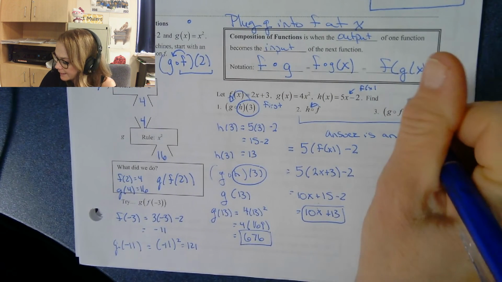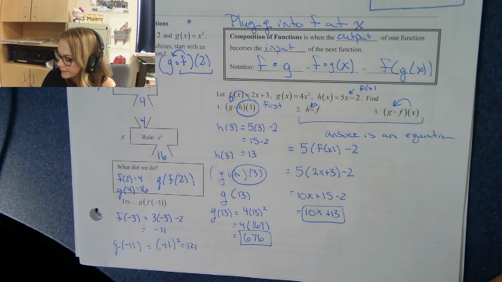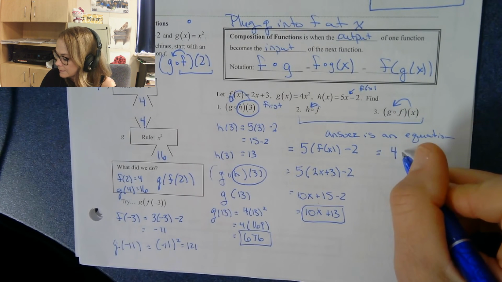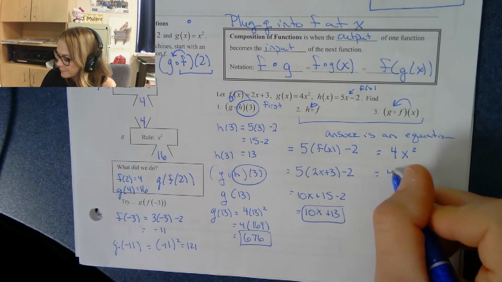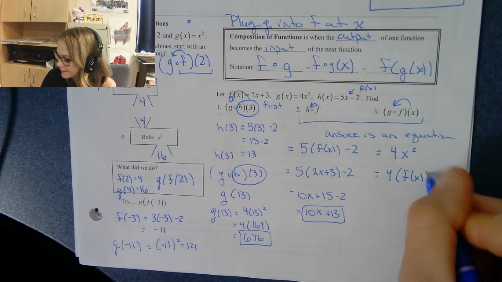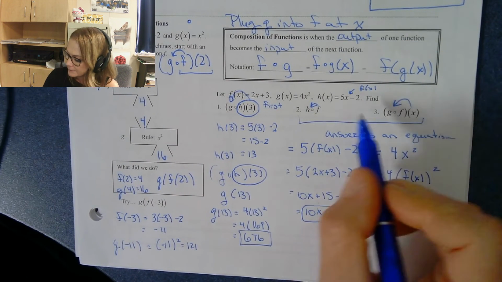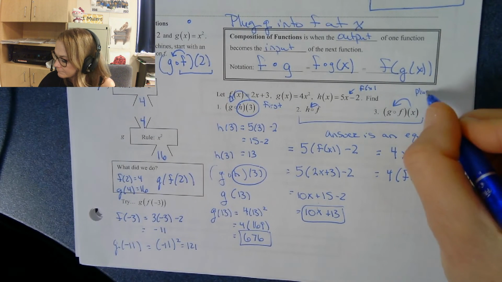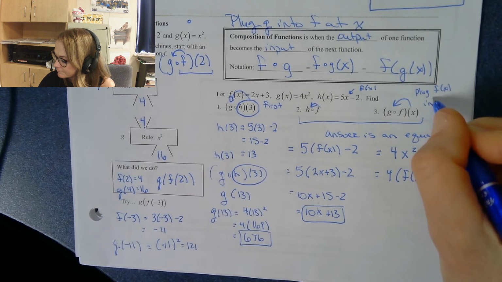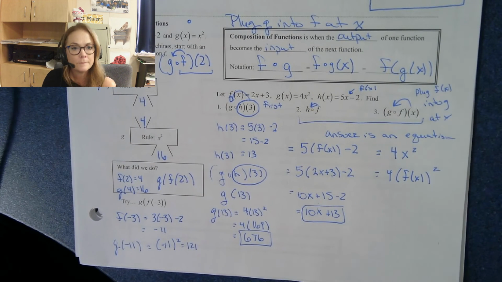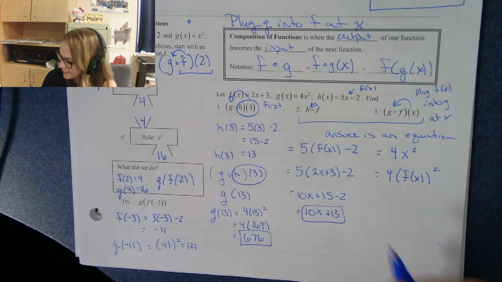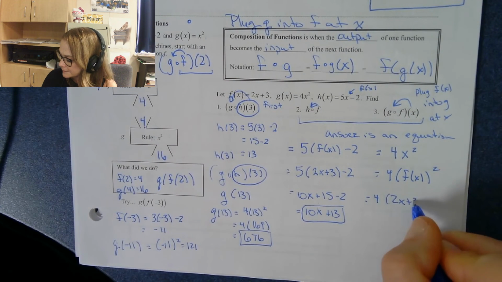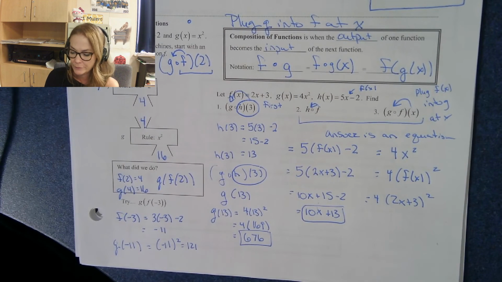Same thing here. I'm going to plug f into g. So I'm going to start with g, and g is 4 times x squared. So I'm going to plug f of x in for x. I'm plugging the function f into g at x. All right, and so this is 4, and the f function is 2x plus 3 squared. All right, so that would be your answer.